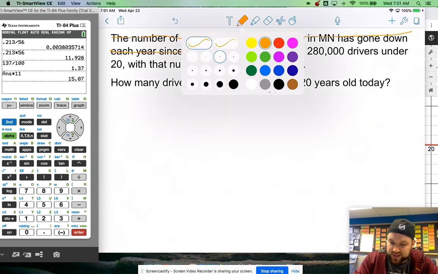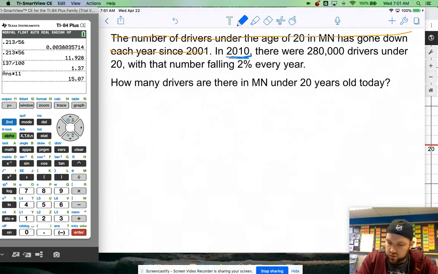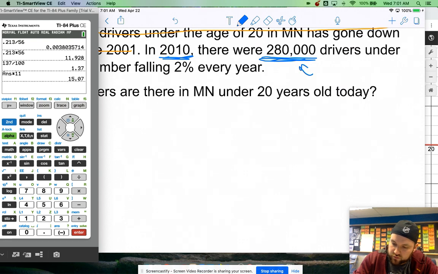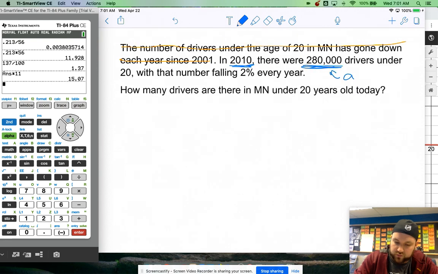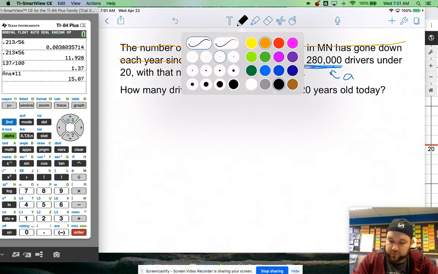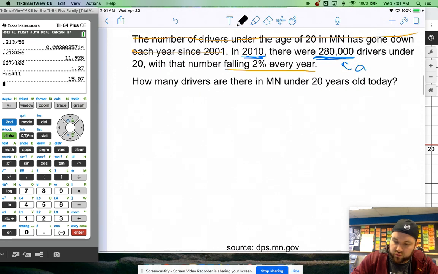So in 2010, there were 280,000 drivers. So there's my start value. So 280,000 is going to be my start value. With that number falling 2% every year, which means I have a decay. Question is, how many drivers are there in Minnesota under 20 years old today?